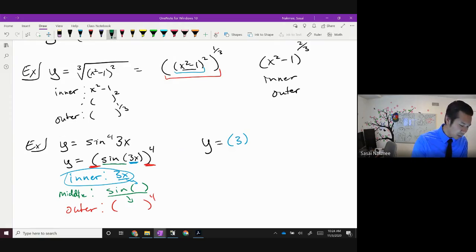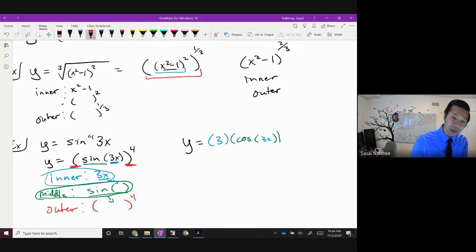Multiply that with the derivative of the middle function. The derivative of the middle function is cosine of some stuff. But what's the stuff that's in there? It's the 3x from earlier. You're almost done. Now you multiply that with the derivative of the outer function. The outer function is 4 times some stuff to the 3rd power. What's the stuff that goes inside there? It's going to be sine of 3x.